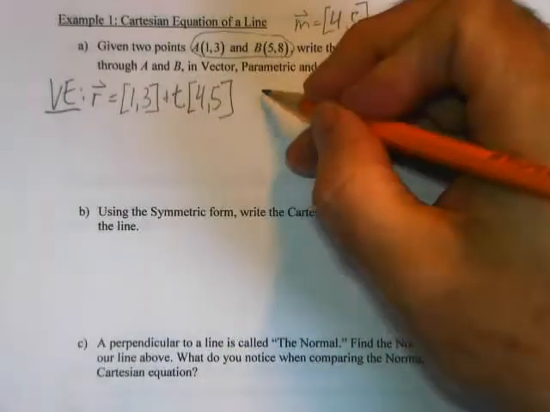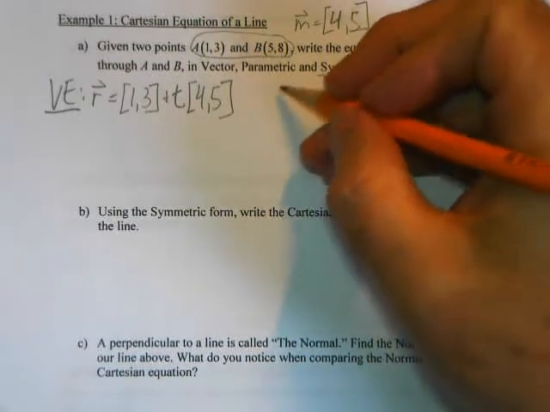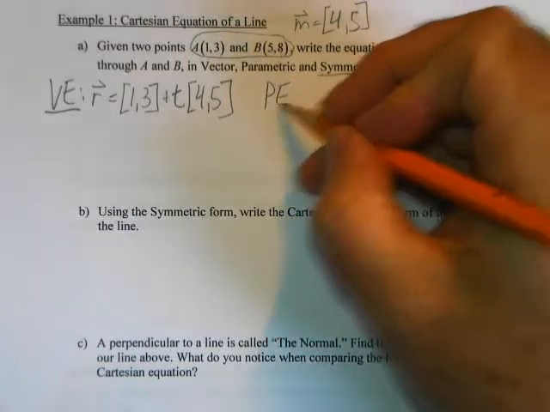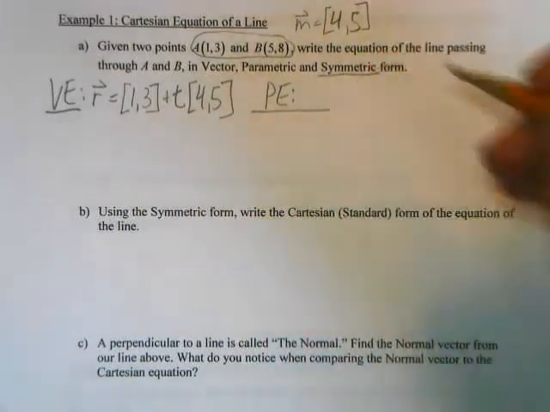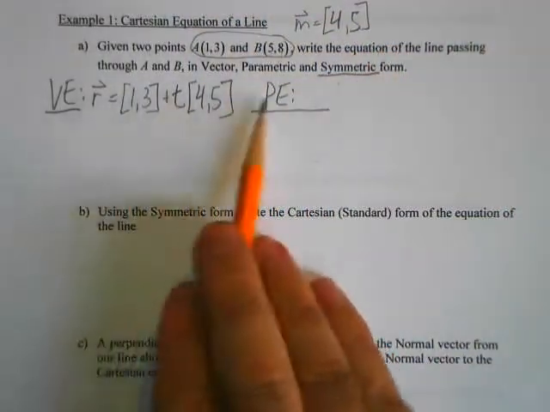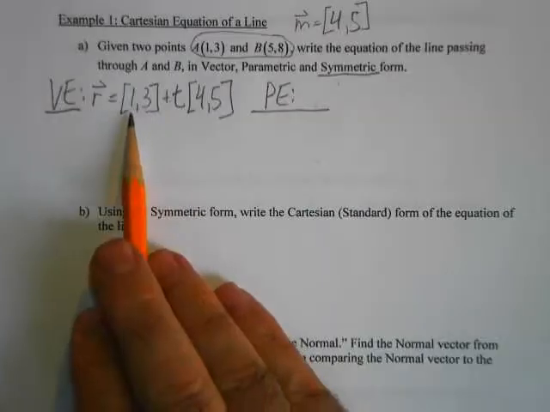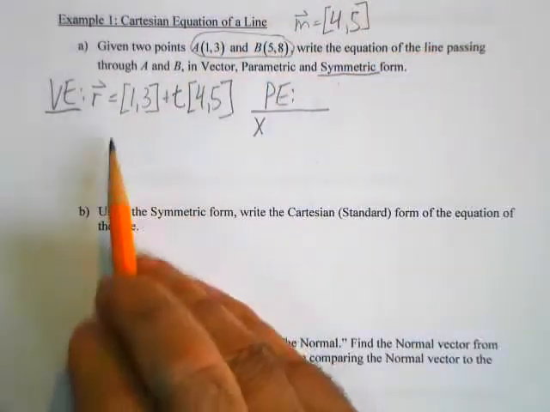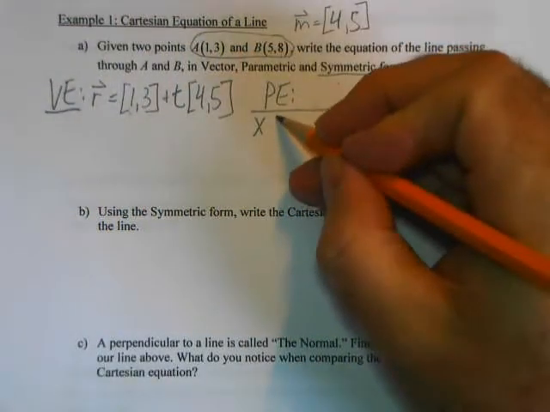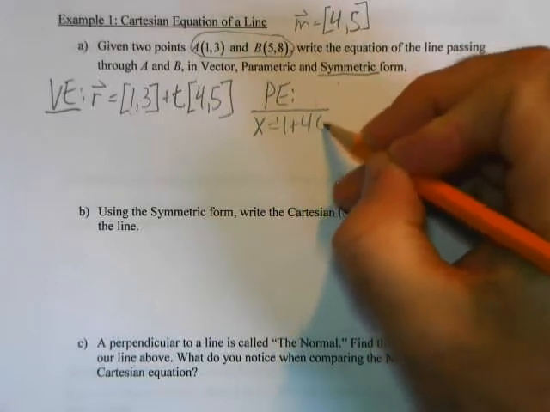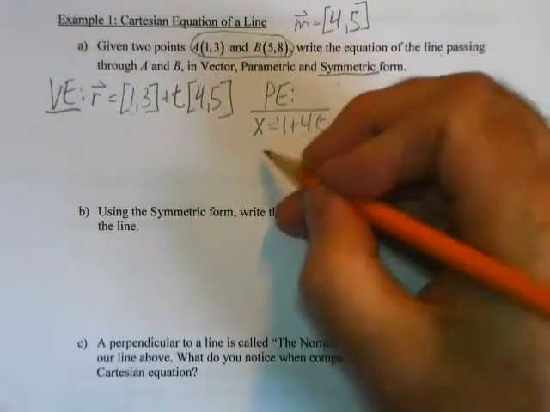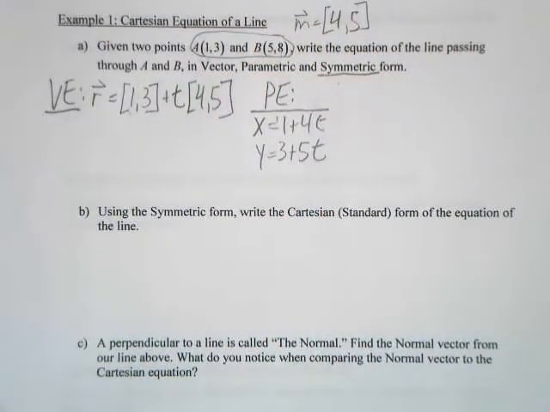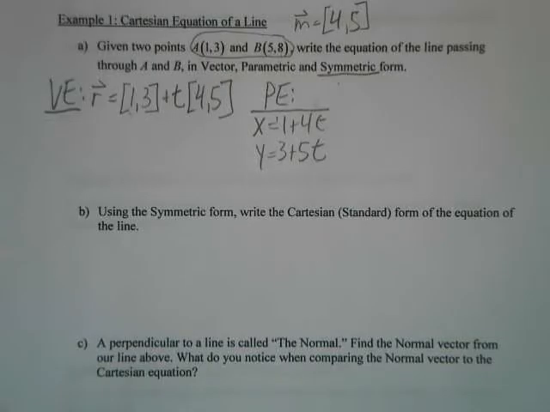Okay, now the parametric equations. Remember, we got that directly from the vector equation. We just look at the x component and the y component as separate equations. So x would be 1 plus 4t, and y would be 3 plus 5t. So that's from the previous lesson, nothing new there. We're just getting some practice in.